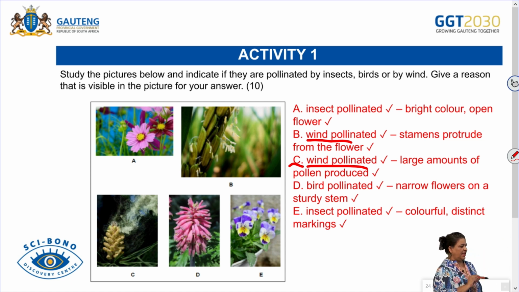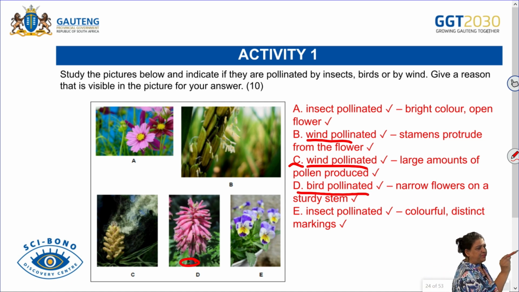And in D, you can see that the flowers itself are quite sturdy, and even the stem is quite strong, and they are dangling out and hanging out, and they're brightly colored, so it can't be wind pollinated. So if it's brightly colored and hanging out, it means it's accessible to a bird. So D is bird pollinated.